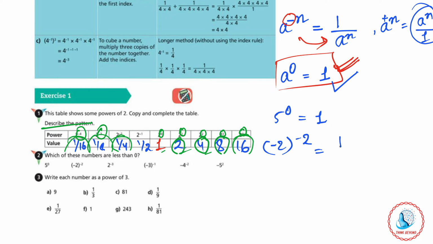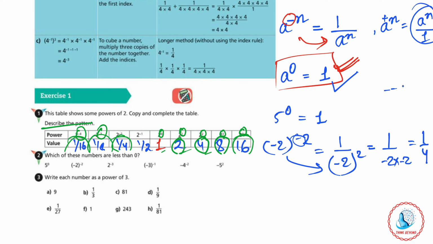So it will look like this: 1 over negative 2 raised to power 2, right? The whole number goes here because it has negative power. Now solve it. 1 by minus 2 times minus 2 will give you 1 over 4, because when you multiply a negative number with a negative number, you get a positive number. So this is 1, this is 1 over 4.